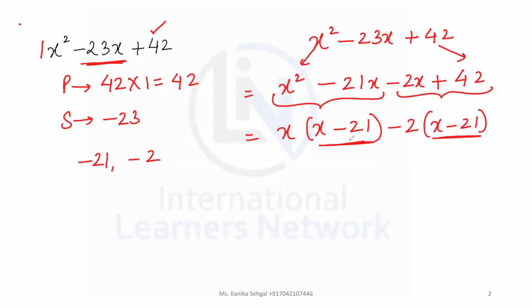We have to take common in such a way so that the brackets come out to be same. So we have taken negative outside. That is why the terms which are inside the bracket, their signs have got reversed. This was negative earlier, now we are going to write it as positive. This was positive earlier, now we are going to write it as negative. Now this bracket is common. x minus 21, we can take it outside, and we are going to be left with x minus 2. So this expression we can factorize and write it as x minus 21 times x minus 2.